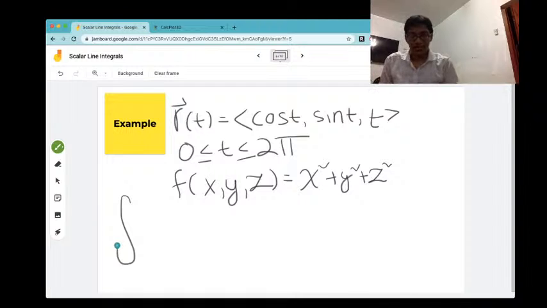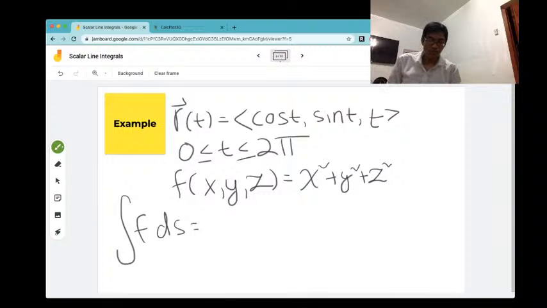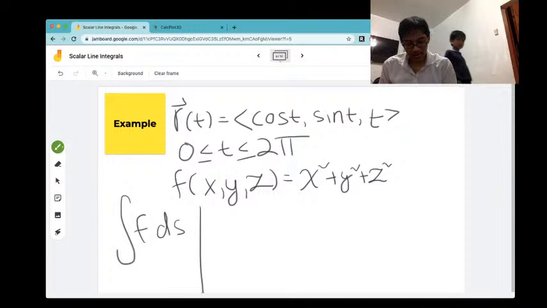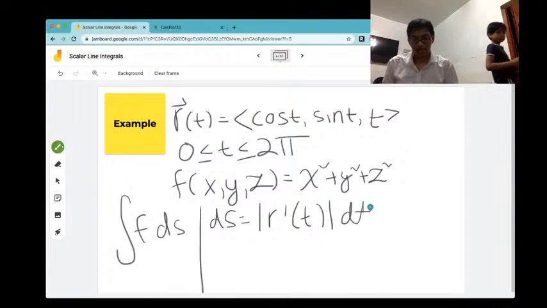So this is going to be the integral of f ds. So what are we going to do? Well, let's first find ds, right? ds is the easier one, I guess. So ds is equal to the magnitude of the derivative of the position vector with respect to time. So let's find the magnitude of the position vector's derivative.